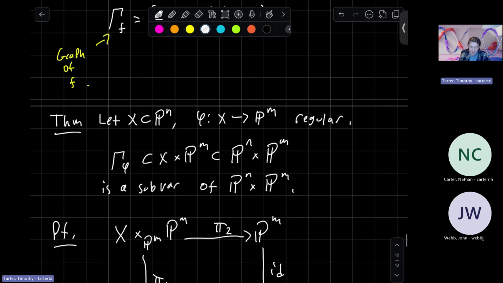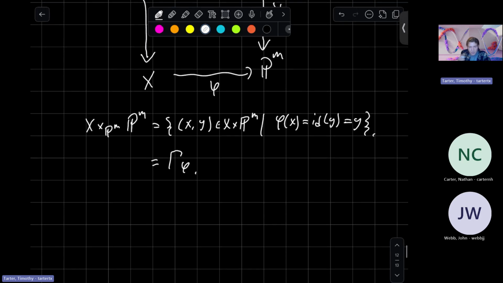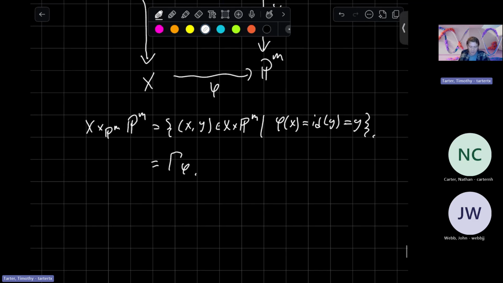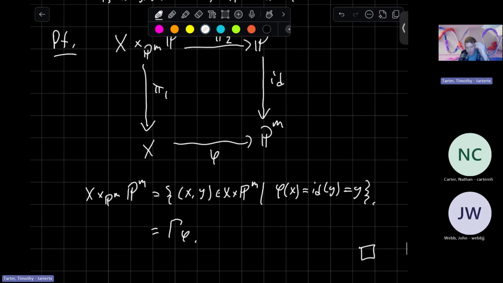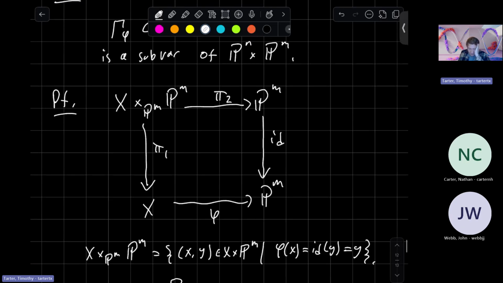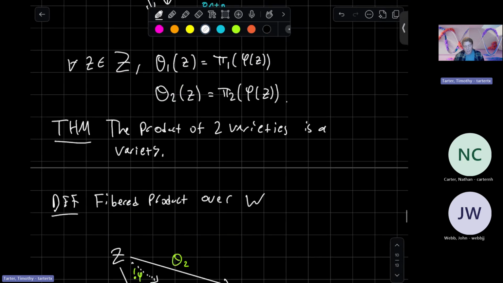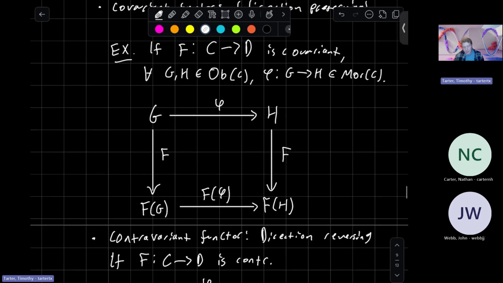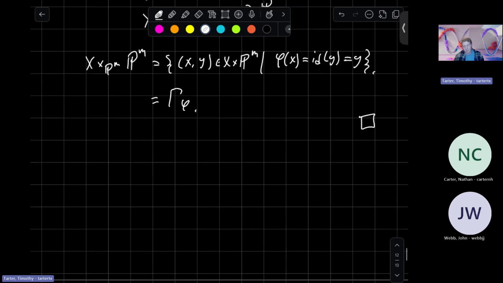By this theorem, that the fibered product of two varieties is a variety, since Pm is a trivial variety, and since X is given to be a variety, that means the graph of phi is a variety. I think I said f, I meant phi. So, point being, fibered products are incredibly useful, and we'll use them a lot because there are other contexts in which they show up.